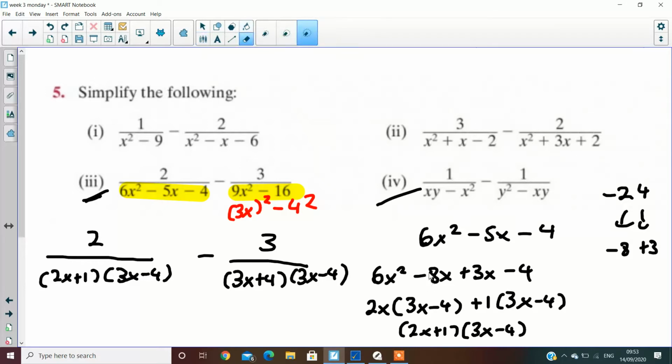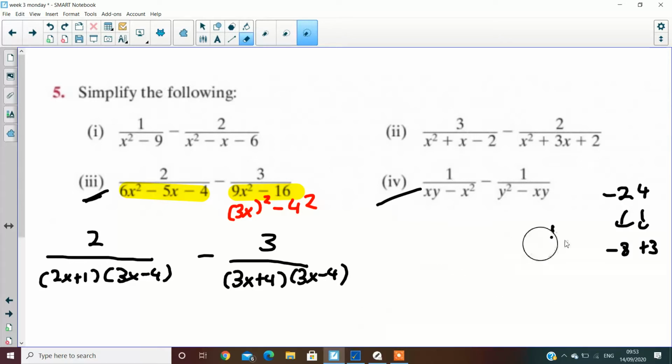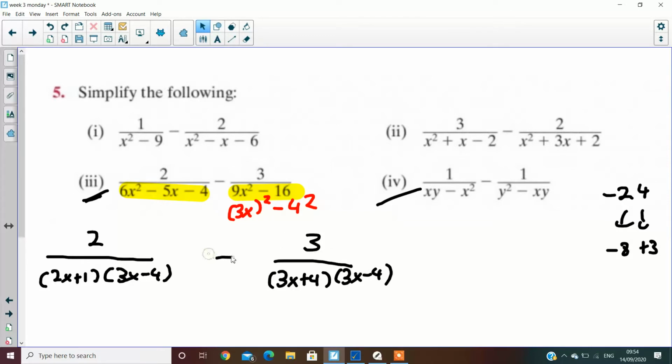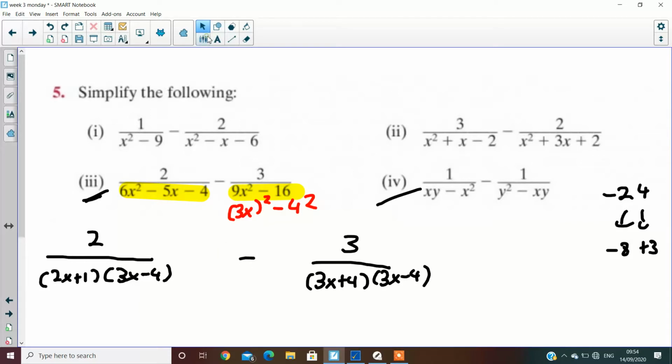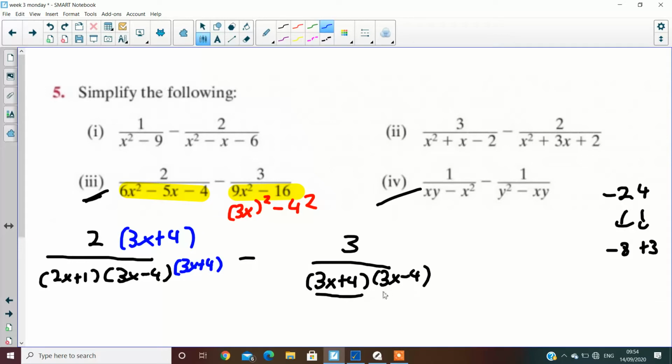Now, compare both denominators to each other. What parts does one of them have that the other one doesn't have? So in the case of the 2x plus 1, 3x minus 4, what part is it missing from the other denominator? What's it missing, lads? Yeah, the 3x plus 4. So if I put a 3x plus 4 here, it now has everything that the other one has. What's this one missing? The 2x plus 1.